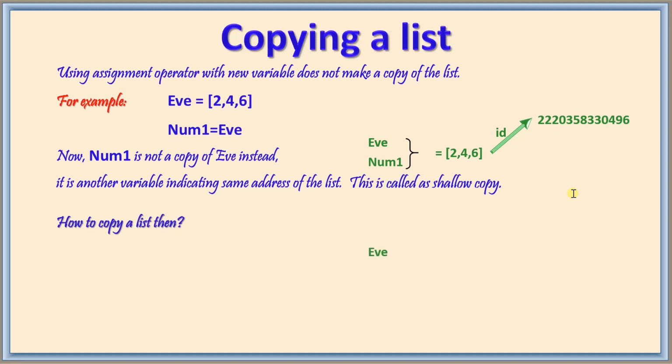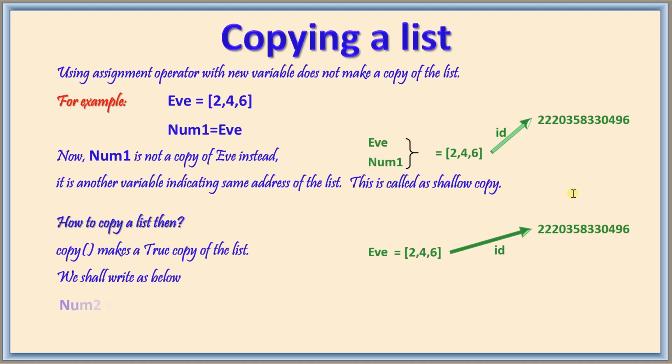So let me again take the same example. It has the ID as said before. Now if I want to copy, I will be giving eve.copy(). That I will put in a new variable. That means I can write num2 equal to eve.copy(). This will make a true copy of the list. So if you see, num2 is another list having a different ID now. So now num2 is a true copy of eve.